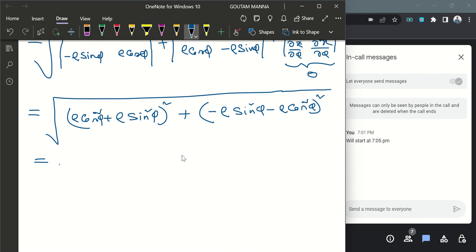So it will be root under rho square plus, again here, if we take this minus rho common, it will be sin square phi plus cos square phi. So that's 1, and it will be rho square. So it will be twice rho square, that means root 2 rho.